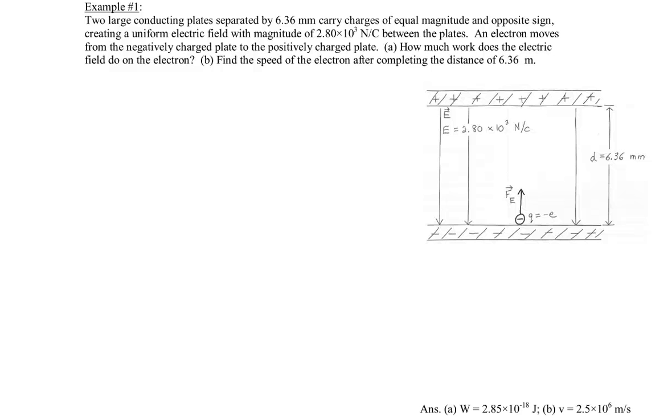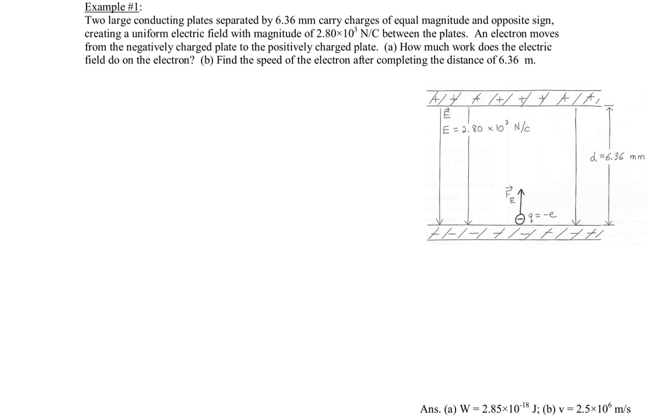Welcome to example number 1. This is a question about an electron that is moving within a uniform electric field. This uniform electric field is created by using two large conducting plates that have charges of equal magnitude and opposite sign. The strength of this uniform electric field is given as 2.8 times 10 to the power of 3 newtons per coulomb, and the distance between the two plates is 6.36 millimeters.